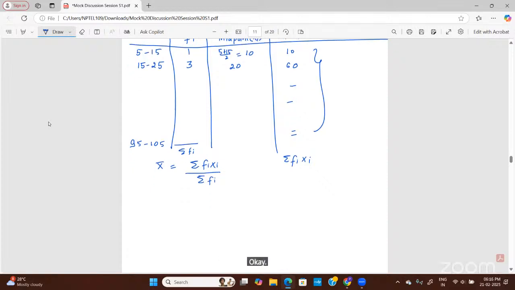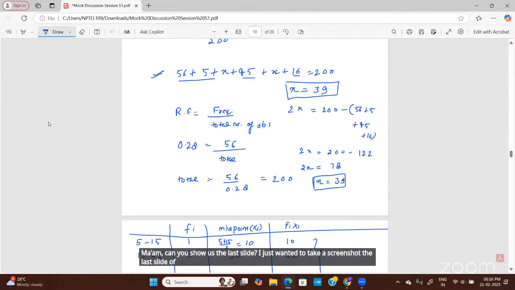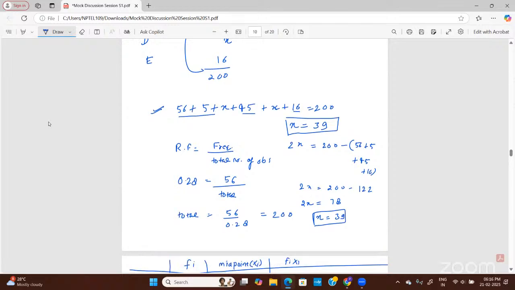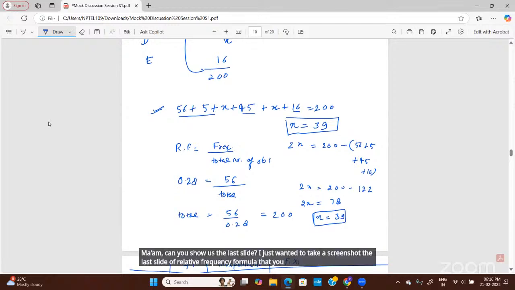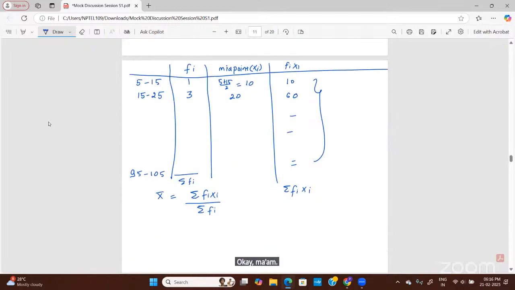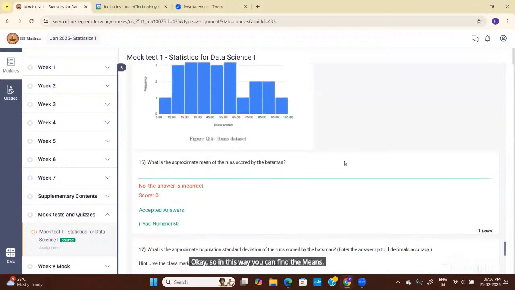Ma'am, can you show us the last slide? I just wanted to take a screenshot. The last slide of the relative frequency formula. Okay, so in this way, you can find the mean. Ma'am, just go to the next.